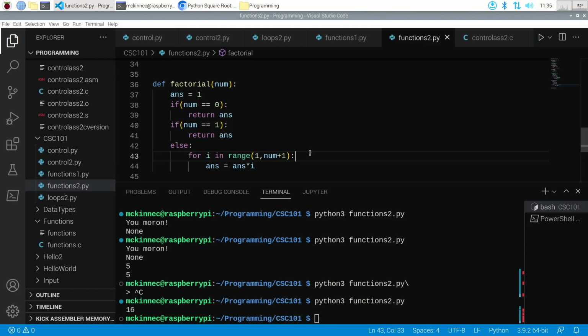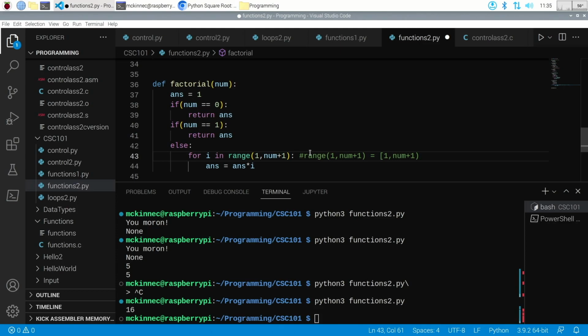Okay, it's just number. Remember in Python, how would I write this in math? I'd write it something like that, right? So this is the annoying thing about the loops in Python. 1 is included, but num plus 1 is excluded.